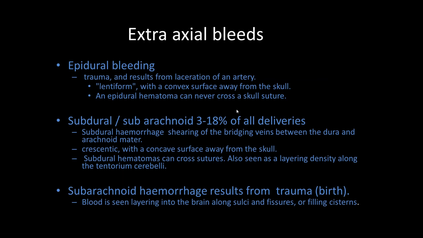I think extra-axial bleeds are really difficult on ultrasound, and I think it's often very difficult to be clear whether it's an epidural, a subdural, or a subarachnoid hemorrhage. But they can be seen, and with careful investigation and sweeping to the side of the skull, you can actually see extra-axial bleeds. But generally, they can be quite big. So I think with MRI, they're looking for extra-axial bleeds. But we will just go through them again.